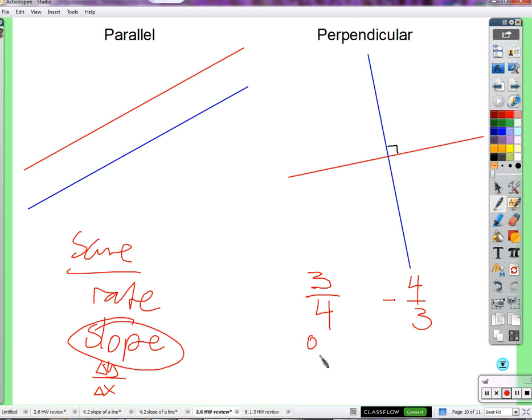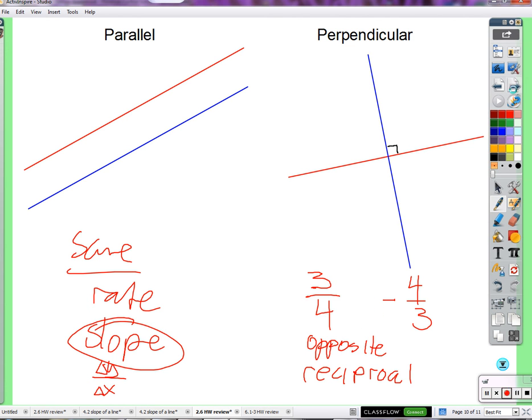So we call these opposite, right? One's positive, one's negative. Opposite what? What's the flipped over word? Reciprocal. Okay. So I'd say this is like the definition of what the slopes are, and you multiply them together and get -1 as a test to see if that's true.